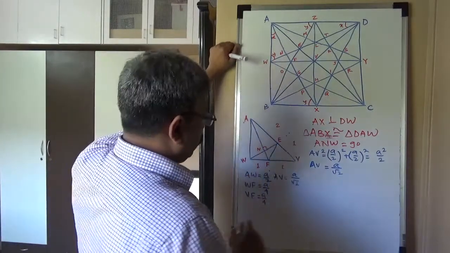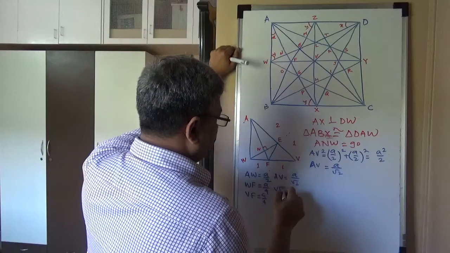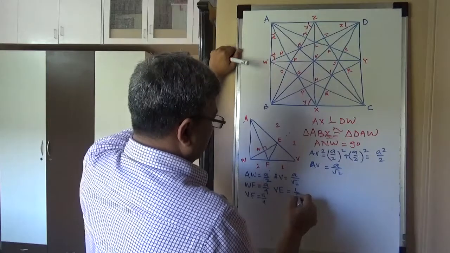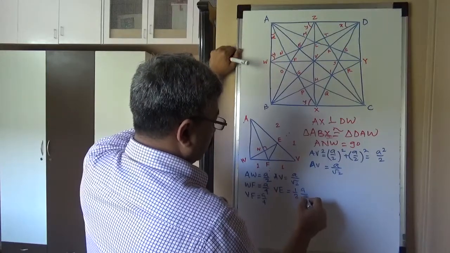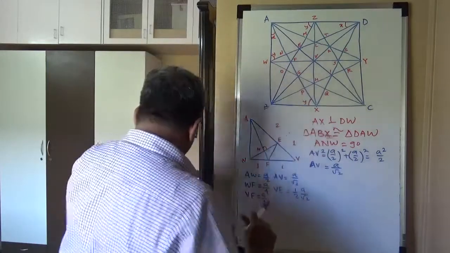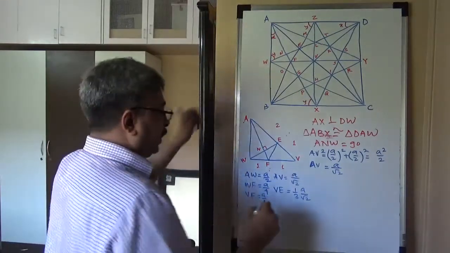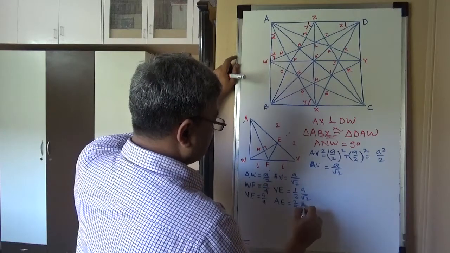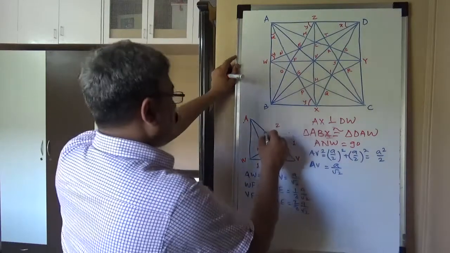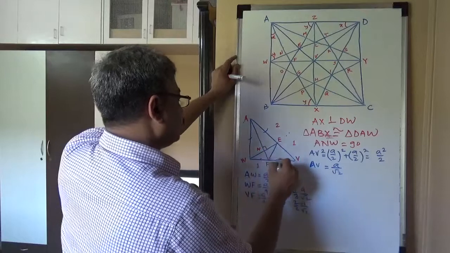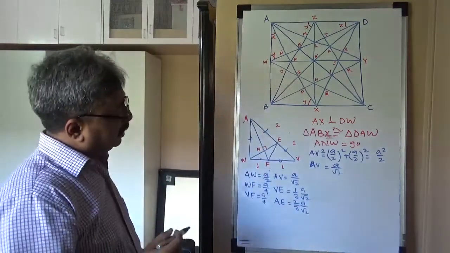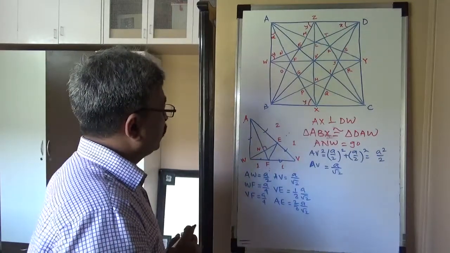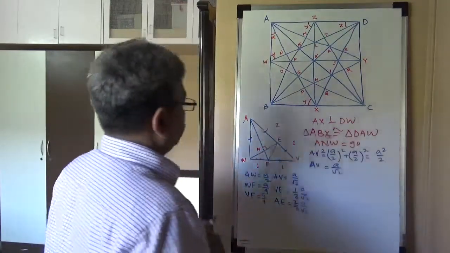Okay. Now how much is VE? VE is 1:2, this is the division. Therefore VE is 1 upon 3 times a upon root 2. How much is AE? AE is 2 upon 3 times a upon root 2. So we have done these lengths. Correct? Now, which one should we do?